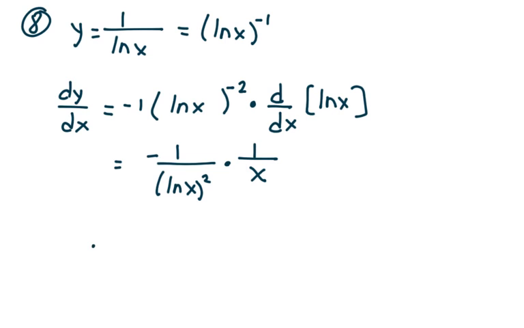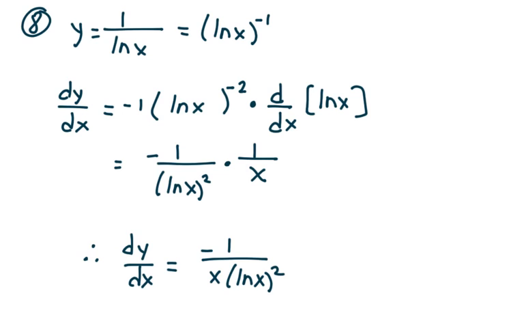So if I just simplify this a little bit, I get dy dx is negative 1 over x times natural log of x to the second. That's number 8.